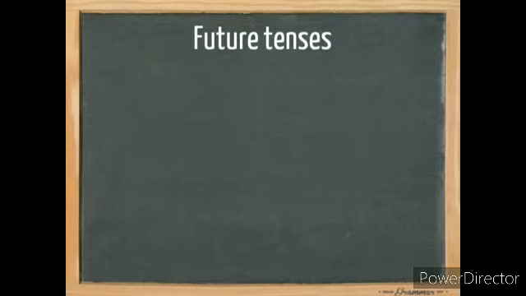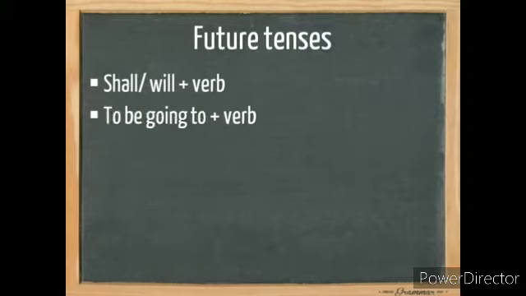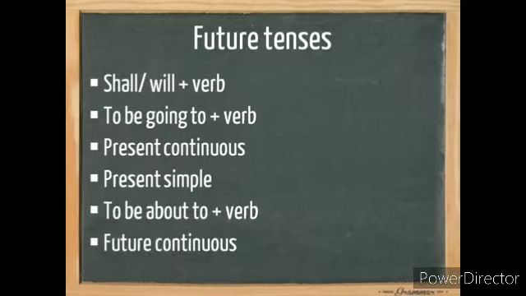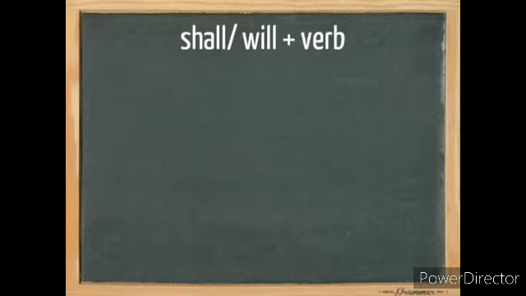The most commonly used future tenses are shall and will plus the base form of the verb, to be going to plus the base form of the verb, the present continuous, the present simple, to be about to and the base form of the verb, and the future continuous.